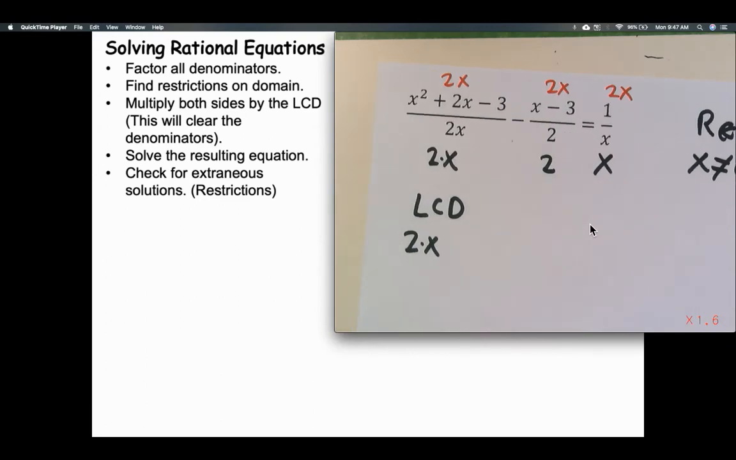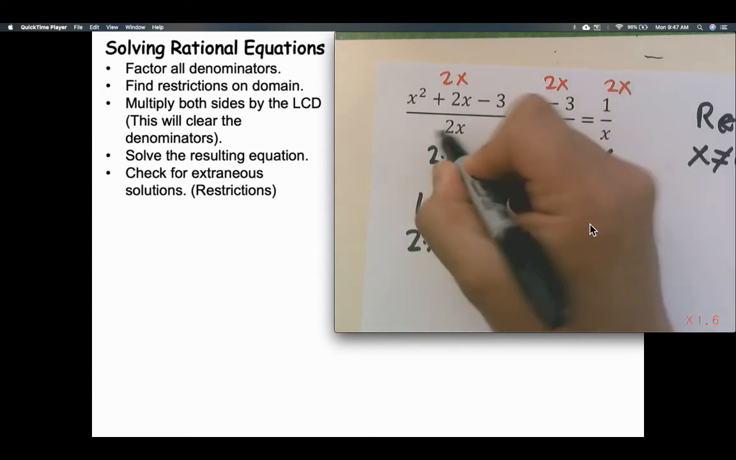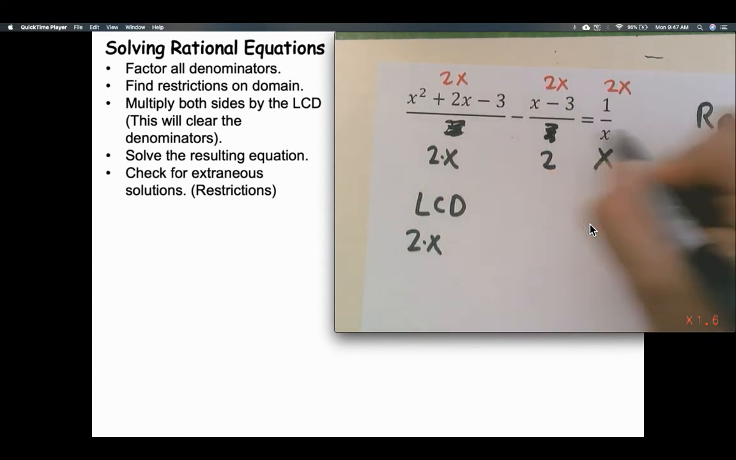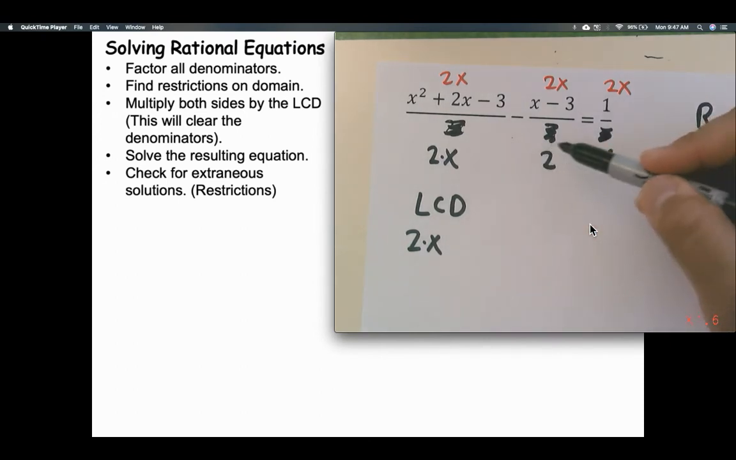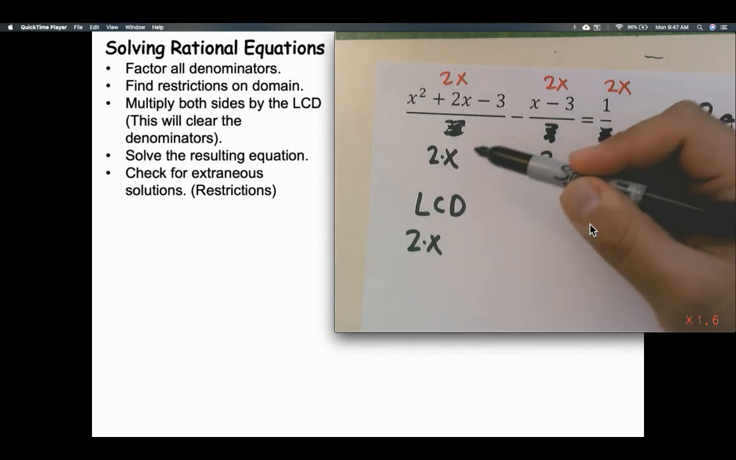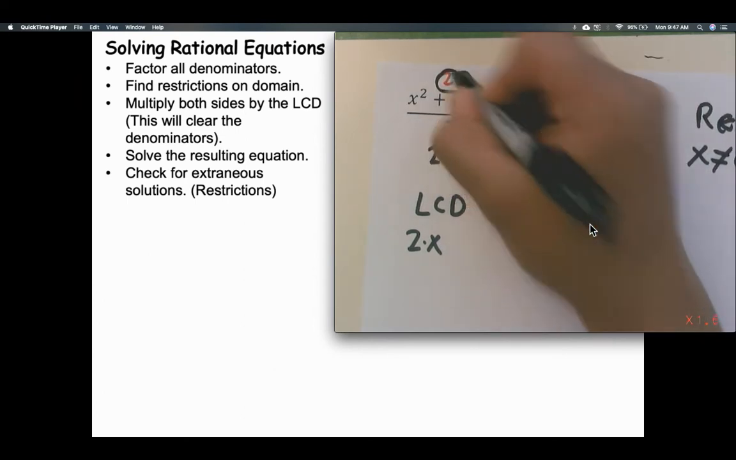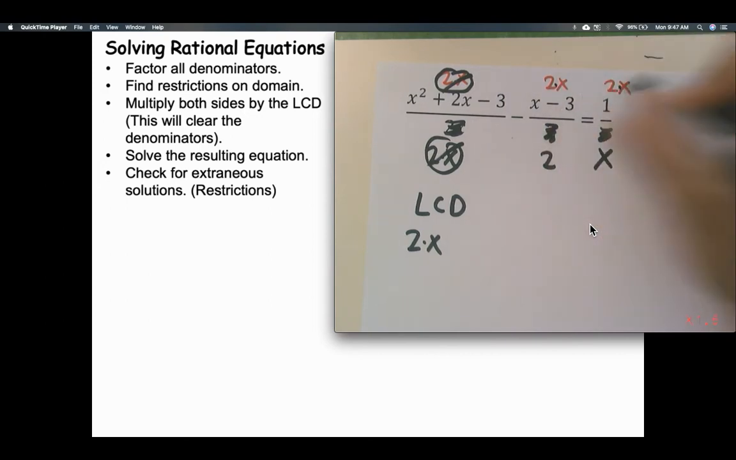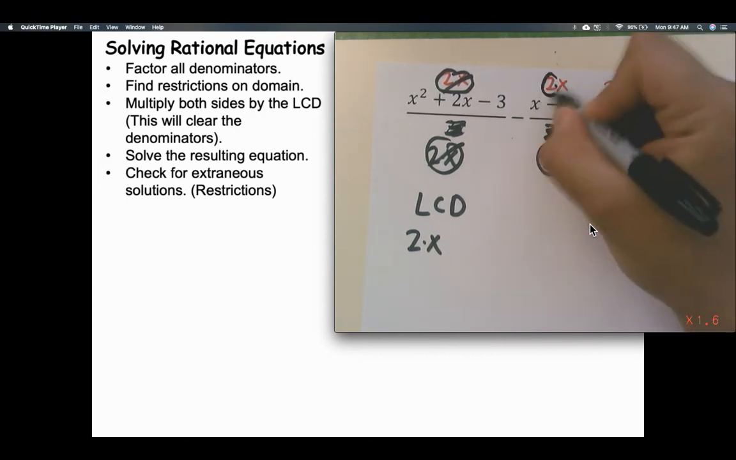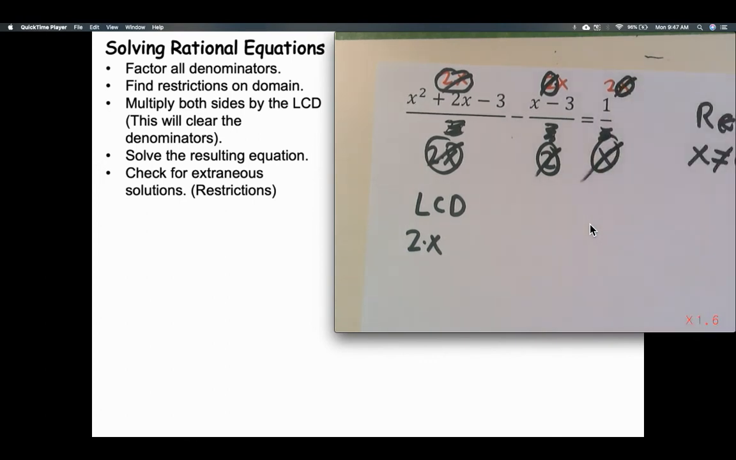All right, now I can go ahead and start crossing off. 2x on bottom, 2x on top. Oh wait, whoops, sorry. So this is why I like to cross those off, because then I might see too much stuff going on. This one became that, that became that, that became that. Well, that was already that, but anyways, so we got 2x and a 2x. Those are now gone. This was 2 times x. So my 2's are now off of there, and then my x's are now gone as well.